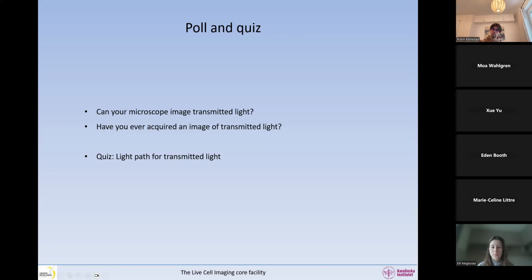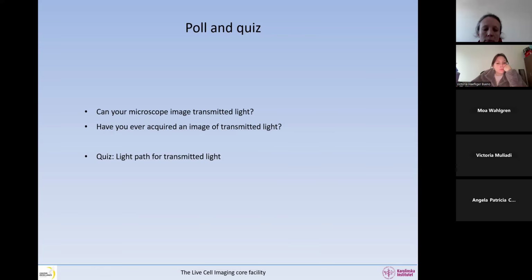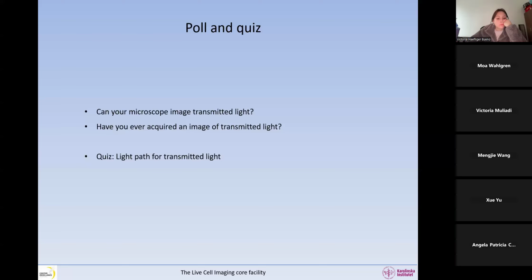So let's bring down your hands, everyone. And then you tell me, have you ever acquired a transmitted light image on your microscope?